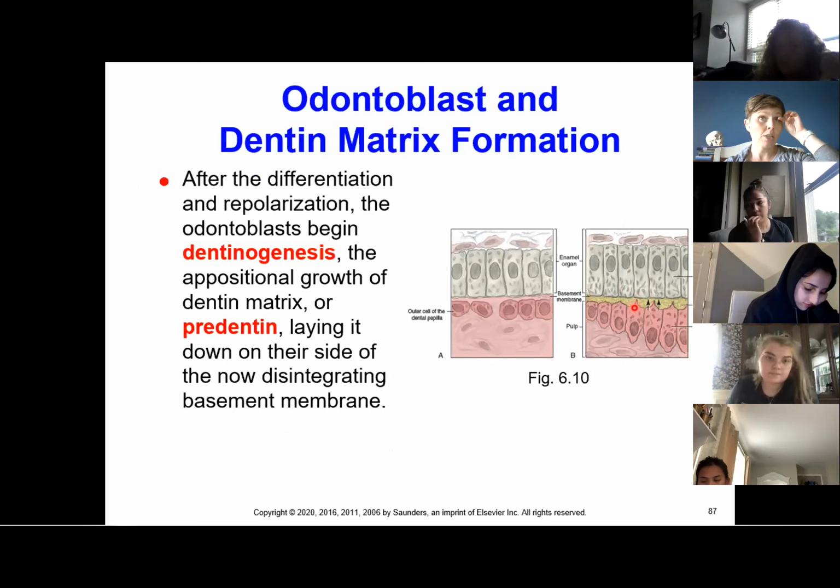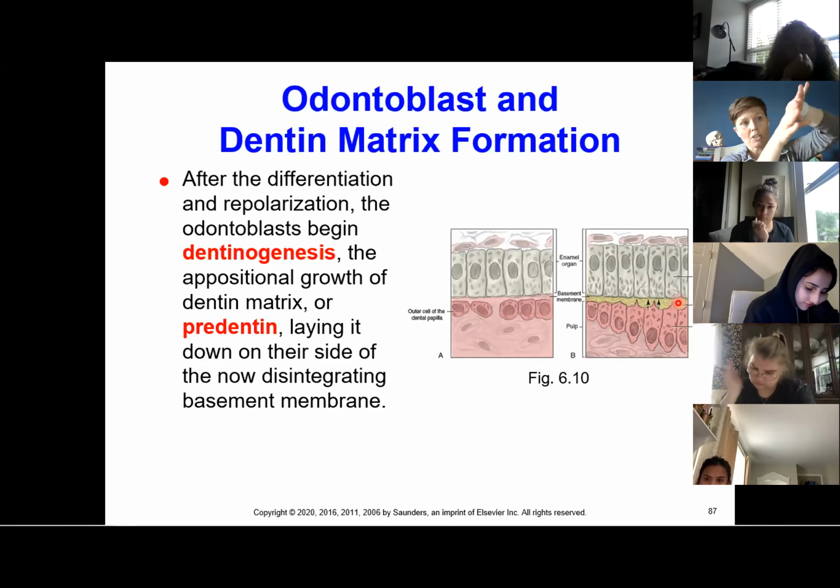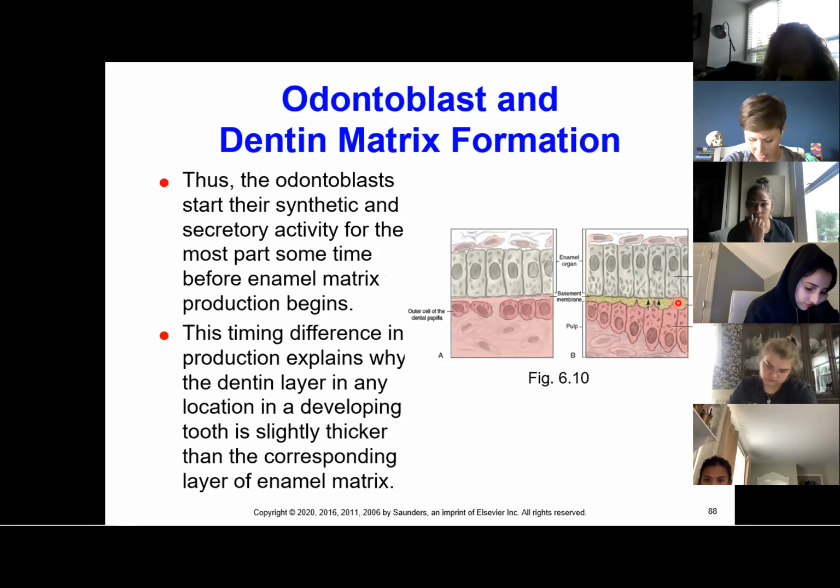After the differentiation and the repolarization, the odontoblasts begin dentinogenesis, the growing of dentin, right? The appositional growth of the dental matrix, or predentin, which is this yellow stuff right here in the middle, laying down on their side to now disintegrate the basement membrane. So they're together, there's a thin basement membrane, and then they kind of start to pull apart, repolarize, and they form that predentin.